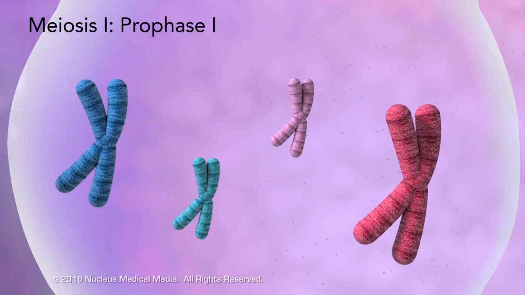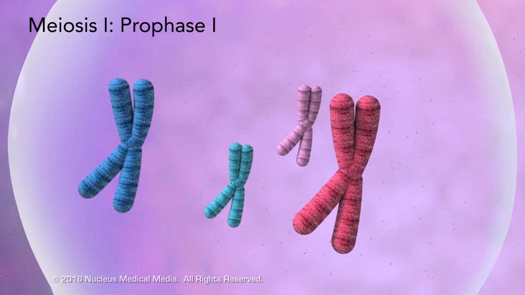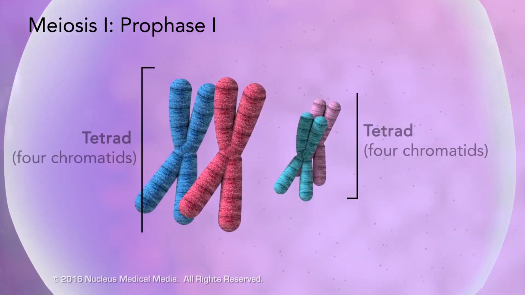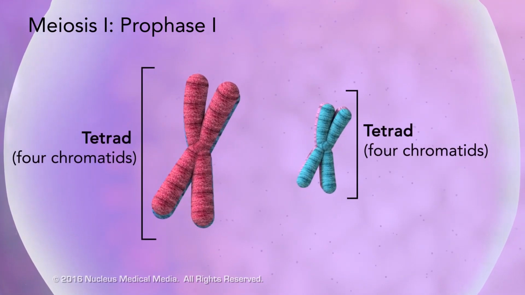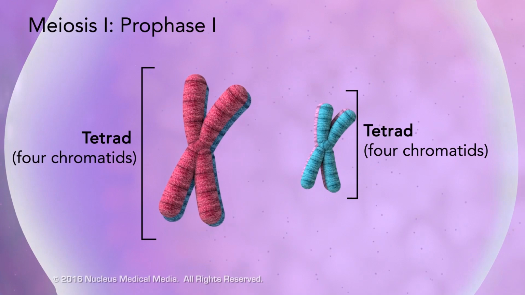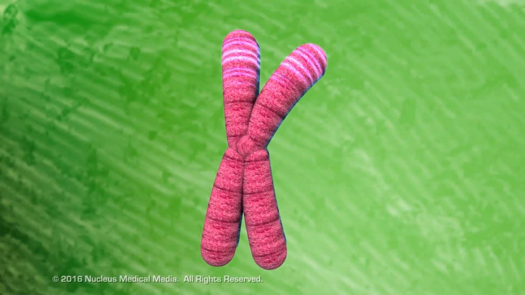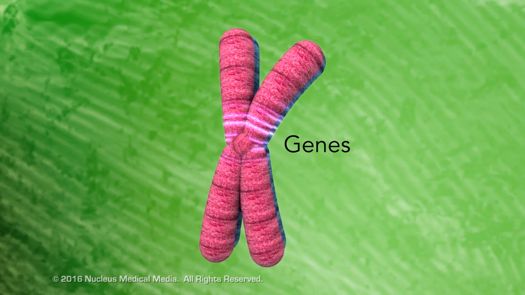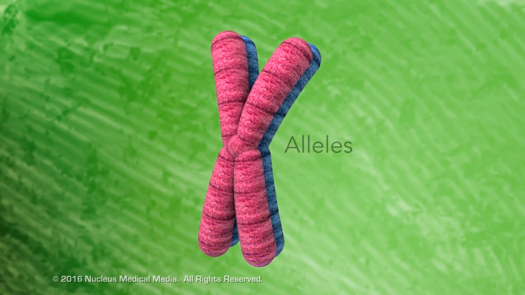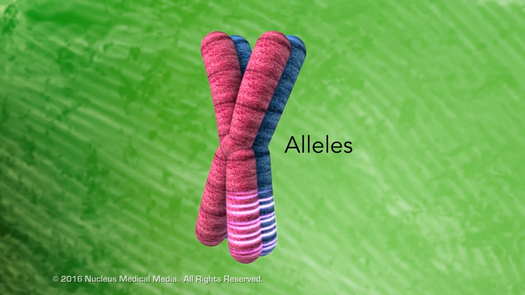In a process called synapsis, each chromosome pairs up with and binds to its corresponding homologous chromosome, forming a tetrad. A tetrad is the group of four sister chromatids in paired homologous chromosomes. The chromosomes contain genetic information called genes. These genes were inherited from each parent. And different versions of the same gene on each chromosome are called alleles.